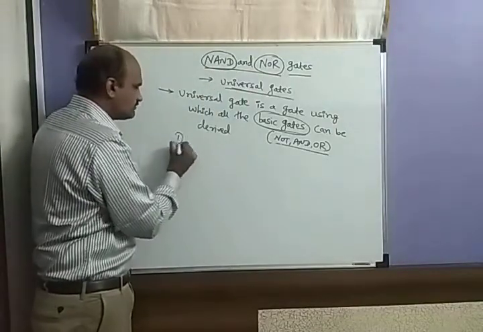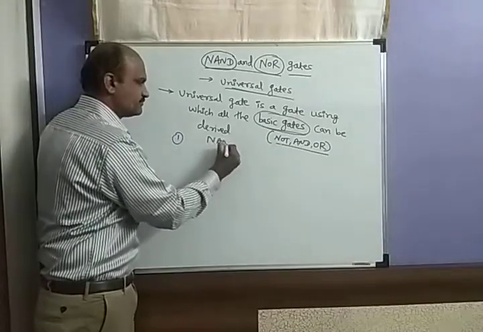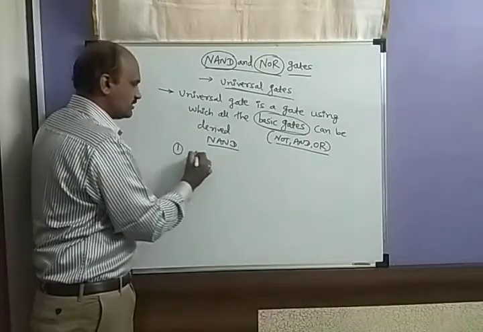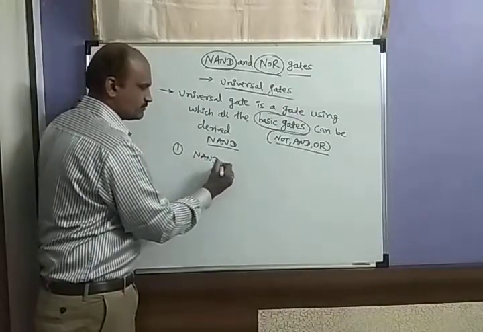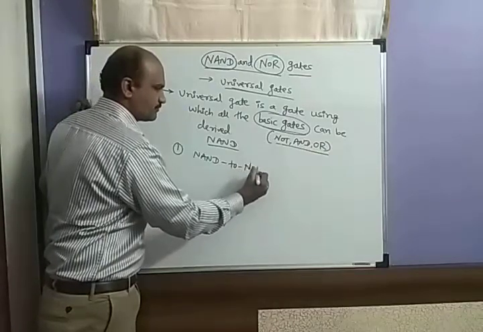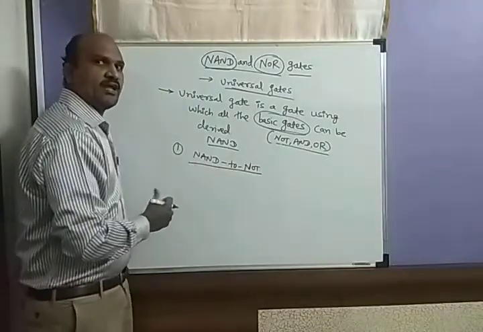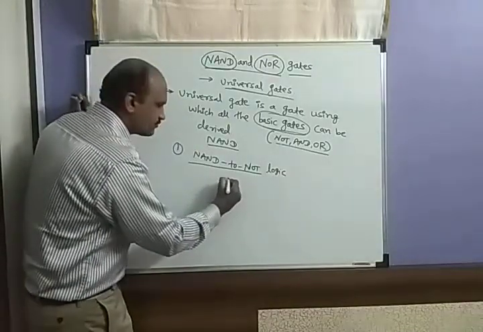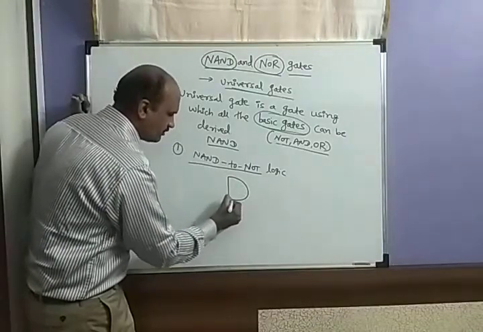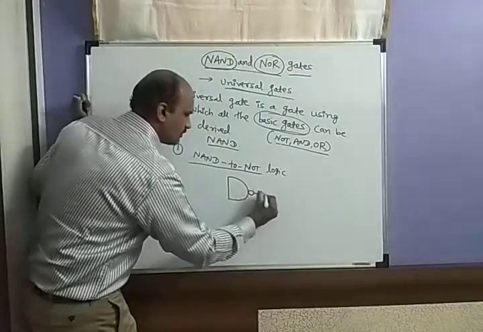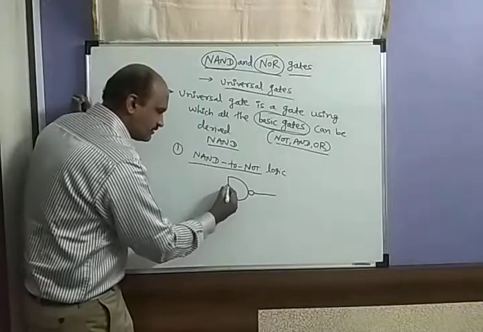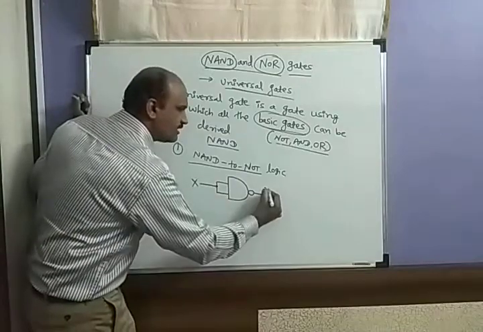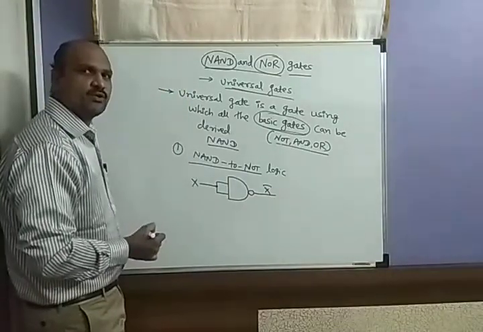When you go for the NAND gates, we'll discuss the first one, NAND to NOT. How should we write the NAND to NOT logic? That is very simple, because it is only one input to the NAND gate, so it becomes X and X bar, that is NAND to NOT.